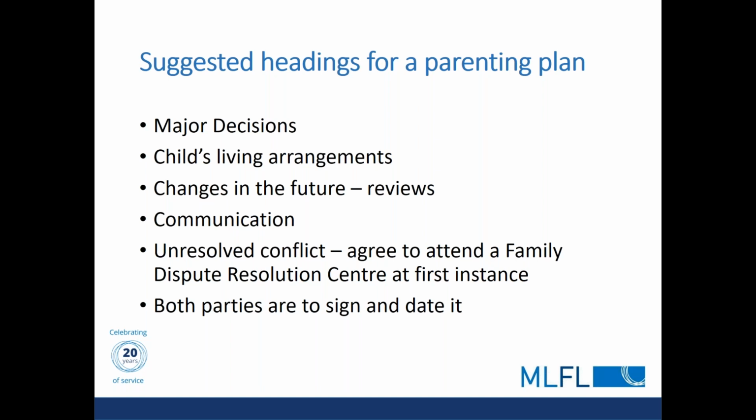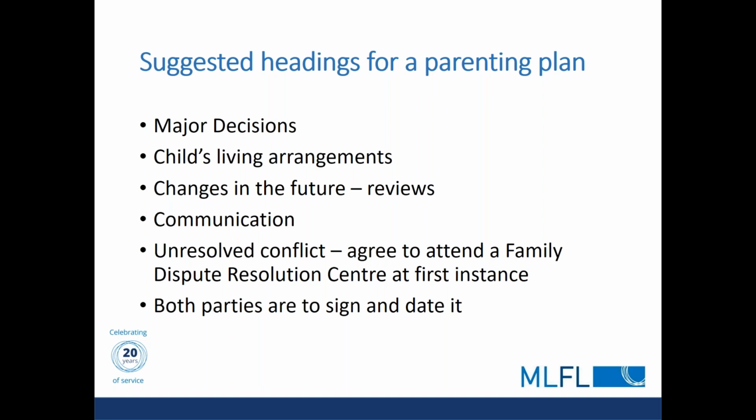A parenting plan can cover major decisions. So how major decisions about a child's upbringing are going to be made. A child's living arrangements, who do they live with, who do they spend time with. If there needs to be a change in the future to the parenting plan, should there be some reviews, how often? Should it be a 6-monthly review or a 12-monthly review? And that'll often depend on the age of a child. If you have a parenting plan that's in place when a child's in preschool or in kindergarten, that might need to change when they get to school age.